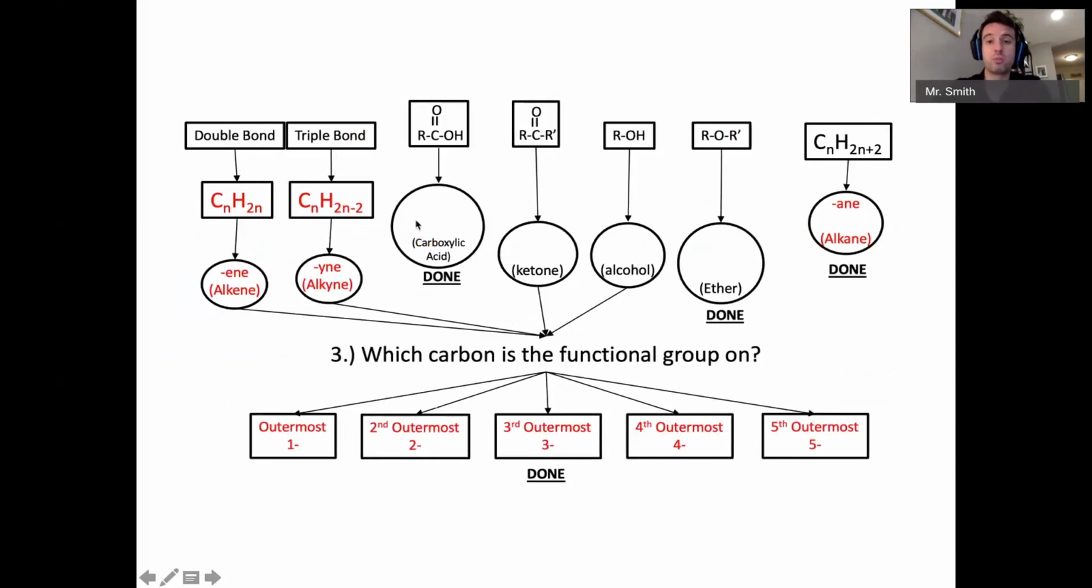So this is going to help you know the prefix, the suffix, and then lastly, you're going to have to look at which carbon is the functional group on. And remember, you go outwards to inwards. So if it's on the left side and it's the first carbon, or if it's on the right side, it's also the first carbon. So then you put a 1 or a 2 or a 3 or a 4 or a 5. So we're going to keep using this organic flowchart as a way to kind of organize all the information in this chapter. And then hopefully by the end of the quarter, or by the end of this chapter, you should have this all filled in and you should know how it works.